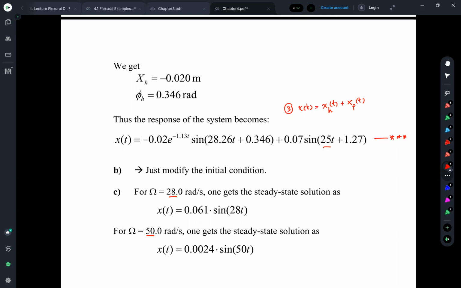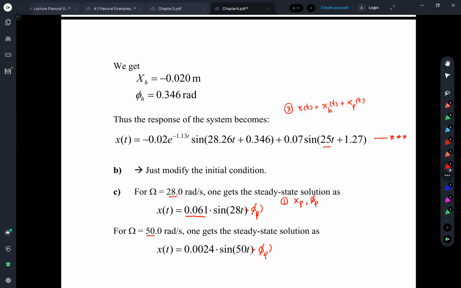So you just compute from step one only, right? I'm sorry, the particular solution, the big XP and phi P. Once you obtain big XP, here it is 0.061, and the phi P, I'm sorry, this one, they don't have the phi P. It's better to say something like that. It's more complete, right? Okay, if you want to make your solution complete.